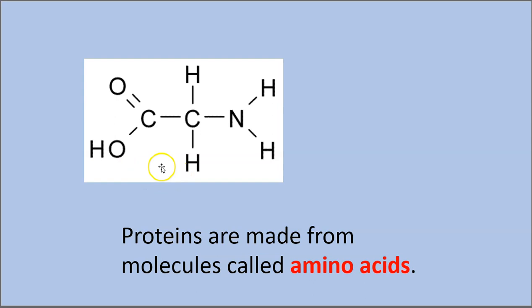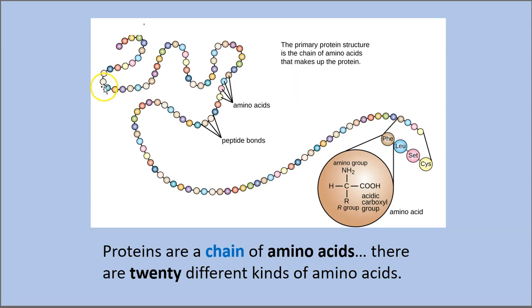Proteins are made from molecules called amino acids. Here's the simplest kind of amino acid. There are 20 different kinds of amino acids, and they differ by what is attached right here to this carbon here. Proteins are chains of amino acids. So each little bead here is an amino acid. So proteins can be very, very long chains. They can be tens, hundreds, even thousands of amino acids long.